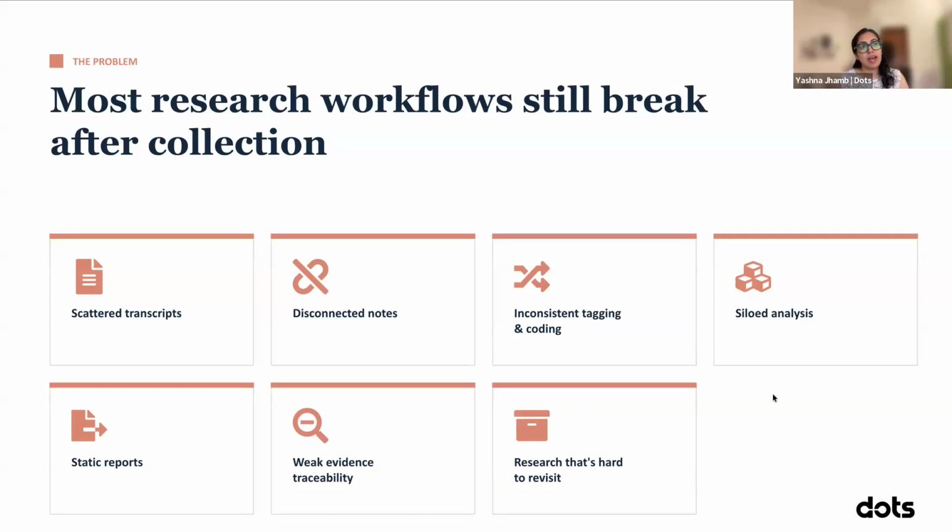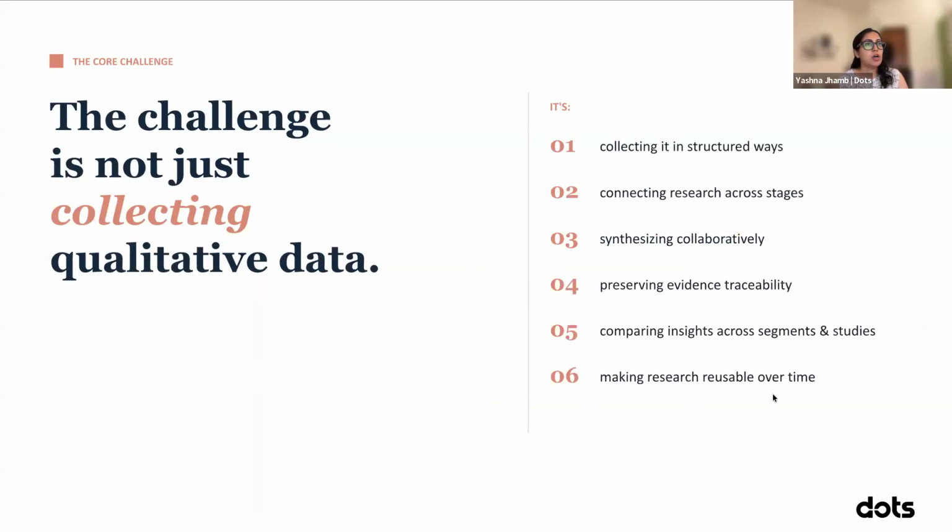How do we bridge this gap and meet that challenge: collecting in a structured way, connecting research across stages, synthesizing collaboratively, and preserving evidence traceability throughout? It's not a one-time thing. It also means comparing insights across segments and studies, so research doesn't sit individually in a particular segment, and different insights come together. How does comparison happen, and how do we make research reusable over time?